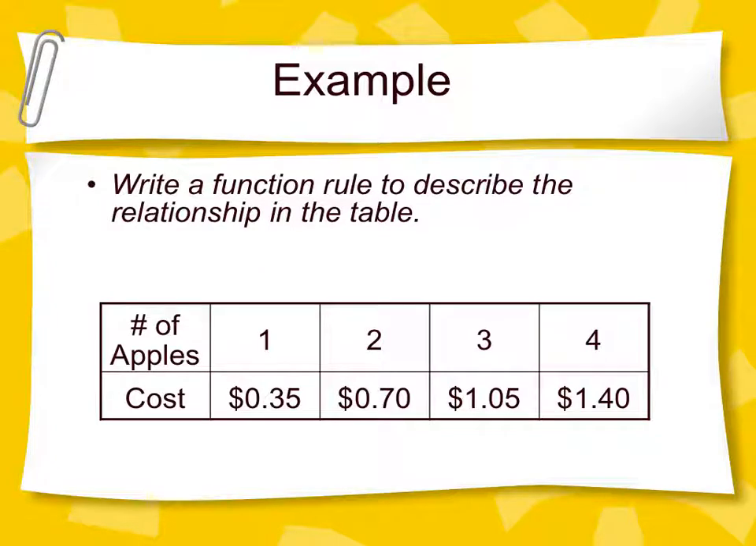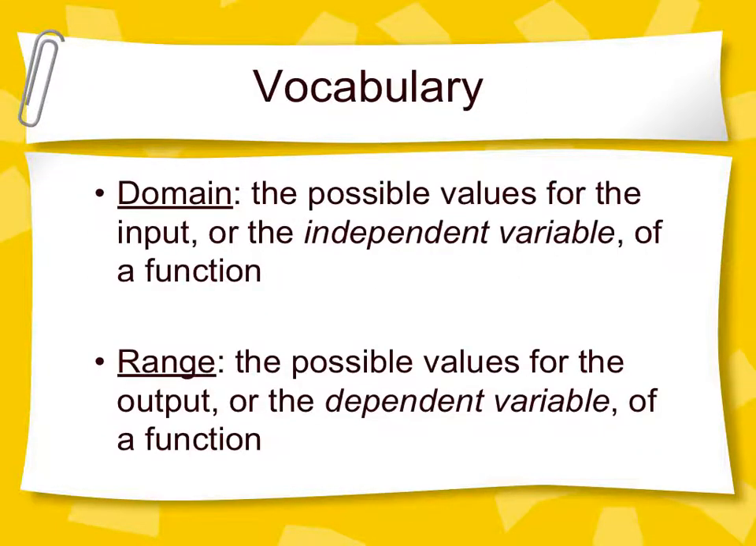Here's an example of a function. And notice how we have our inputs, 1, 2, 3, 4, and our outputs are going to be the cost. Notice the trend. Notice that for every one apple we buy, our total is increased by 35 cents. So our function rule here, we could write that as y equals 0.35x. And there's our function rule. And again, this is something you've probably talked about in the past.